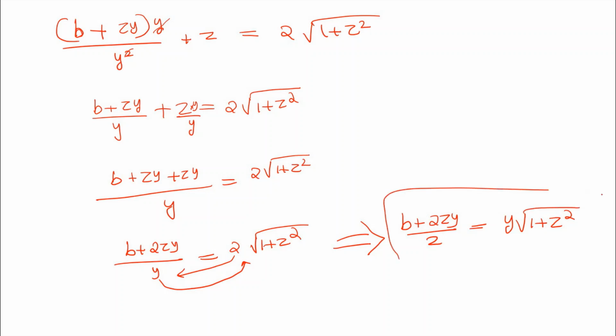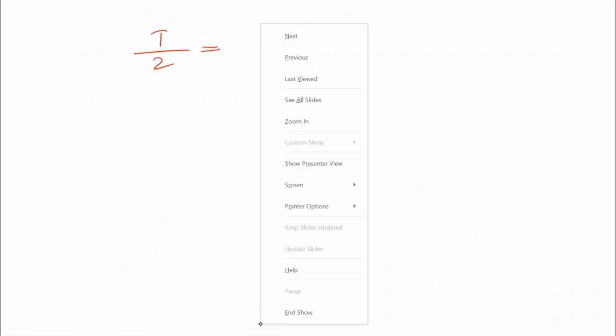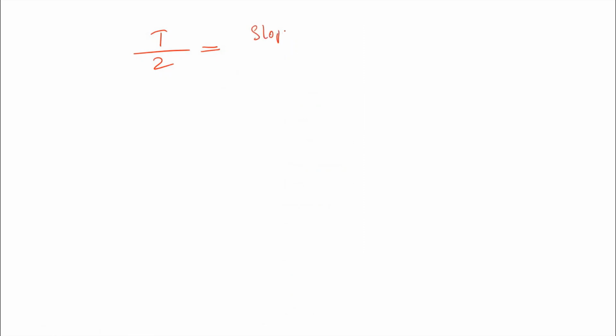Okay, now let us see what is this b plus 2zy by 2. This b plus 2zy was top width. So this is top width divided by 2. And y in the root of 1 plus z square is length of a slope side. So top width divided by 2 is equal to length of the sloping side. So T by 2 is equal to sloping side divided by 2.